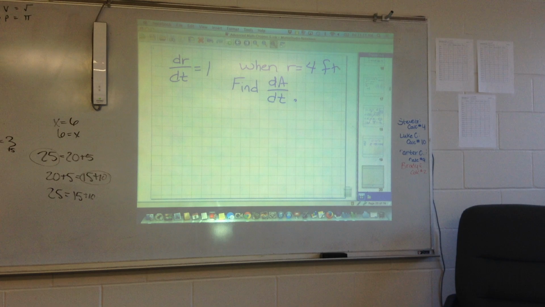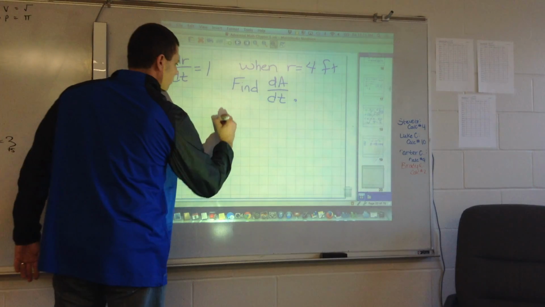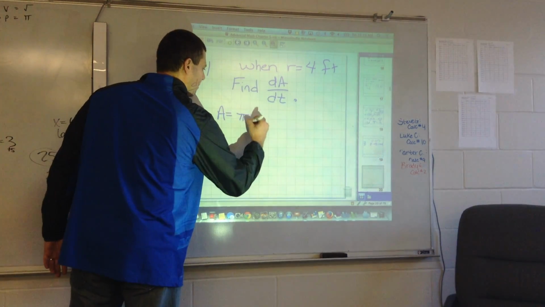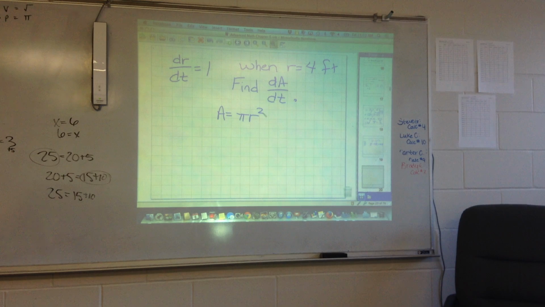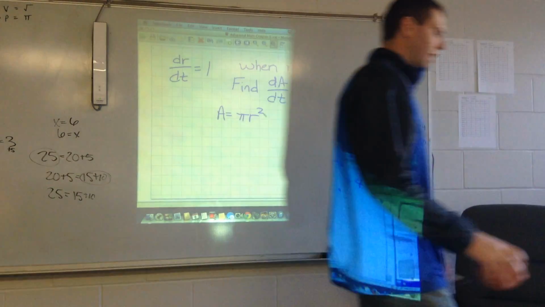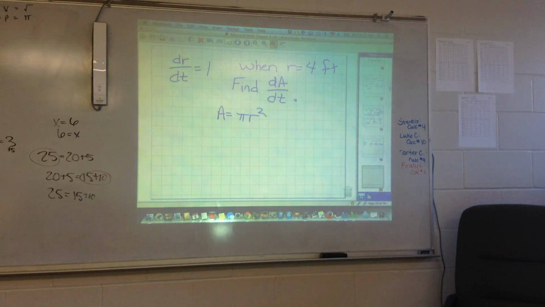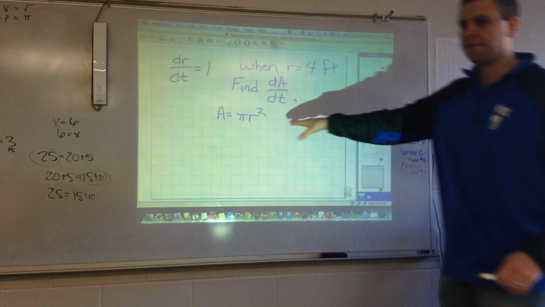Write out the area formula of a circle. Area equals pi r squared, correct? Okay. What am I trying to find? The change in area with respect to time, and that's represented by dA dt. So what should I do to my area formula that I have written here?